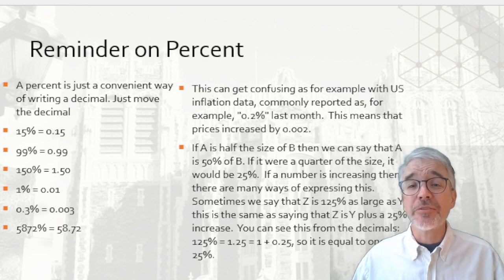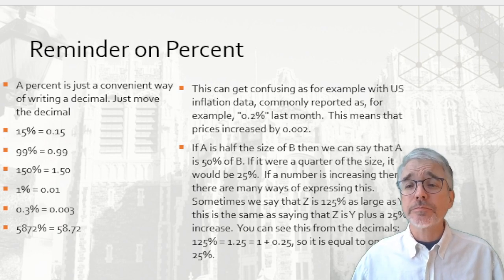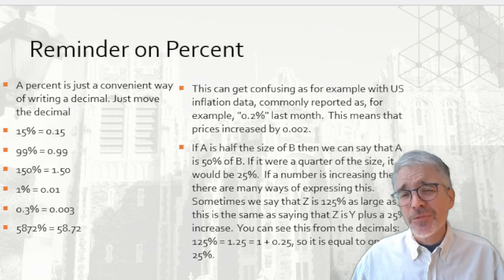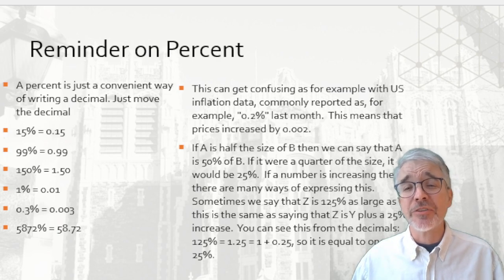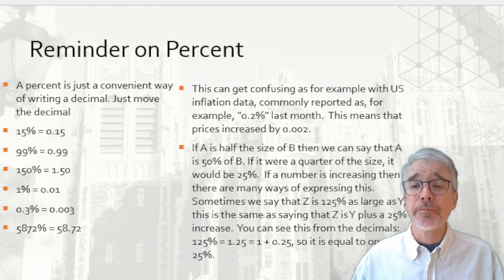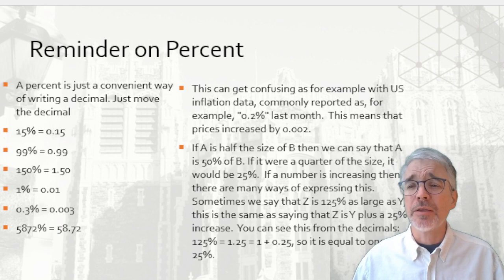But you read about things like US inflation data is commonly reported as, for example, 0.2%, which means 0.002. That's the change over 1 month in the price level. So, that's kind of tough to figure out. And we also use percentages to compare two numbers. If A is half the size of B, then A is 50% of B. If A is a quarter the size of B, then that's 25% of B.